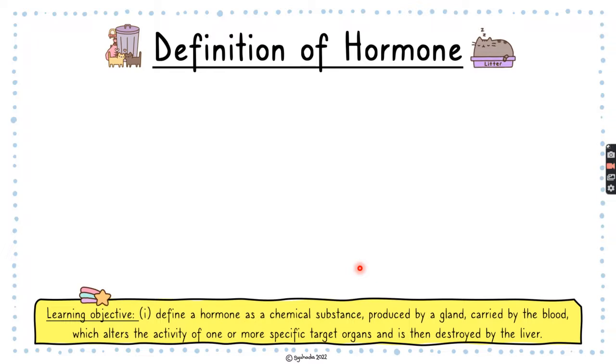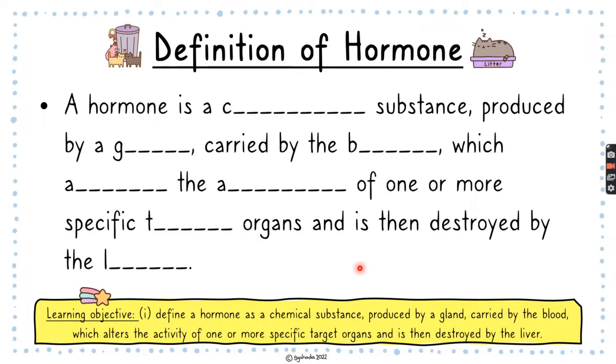Okay, so we know all about hormones from there. We talked about the examples of hormones, what they do, where they are transported, and how they are destroyed. And this is very important because this is all included in the definition of a hormone. So when an exam question asks you to define a hormone, this is what you need to mention, and all these points are very important.